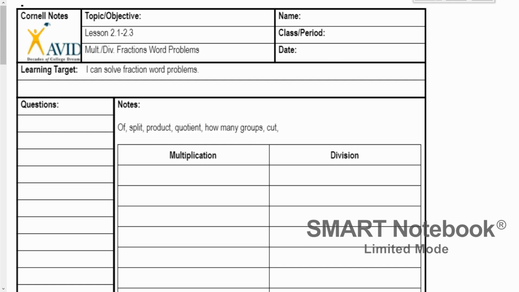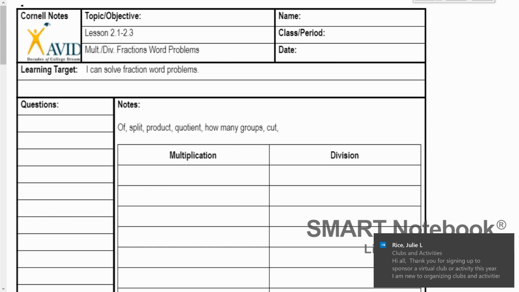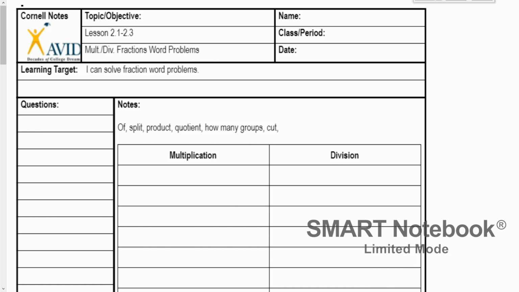In this video, we're going to talk about word problems when it comes to fractions, and mainly just multiplying and dividing because that's our 6th grade standard. So we're going to start off by just noticing some common words that we'll see in word problems that have to deal with multiplication and division, and we're going to sort them into the correct columns.